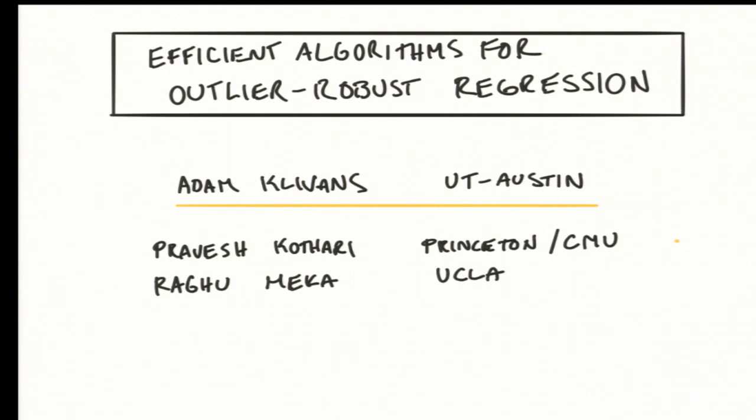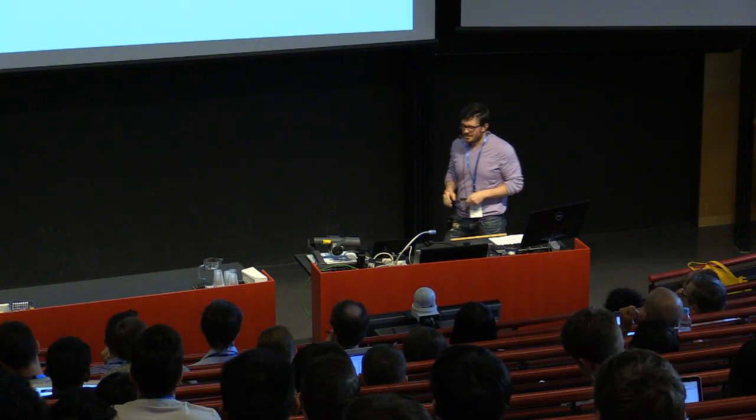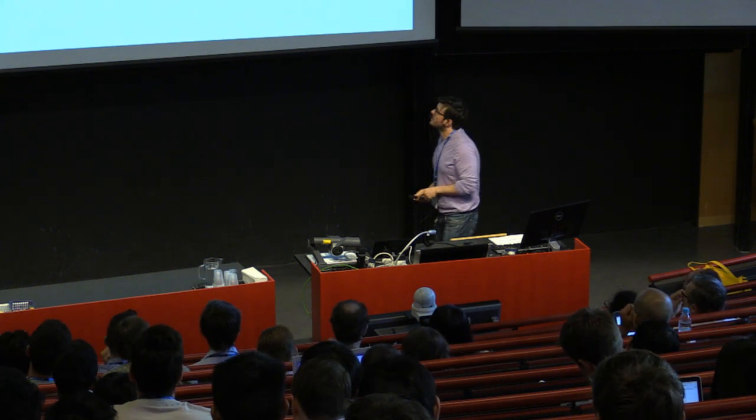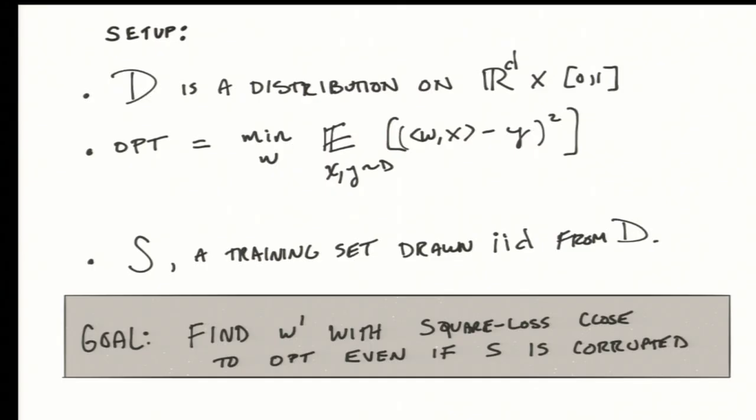This paper is about ordinary least squares regression in the setting where there's an adversary that can corrupt your training set in some very bad way. And this is joint work with Pravesh Kothari and Raghu Meka.